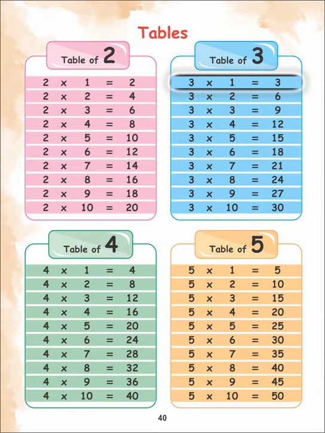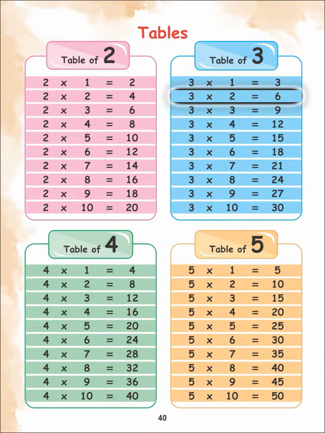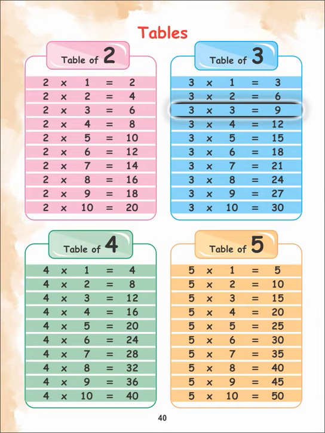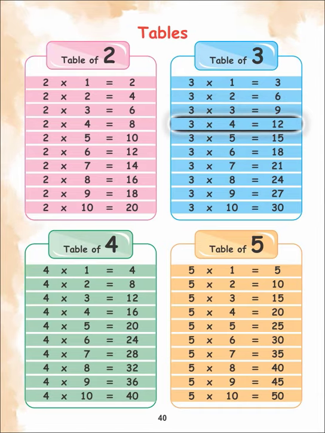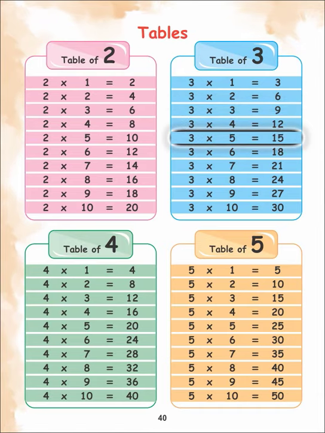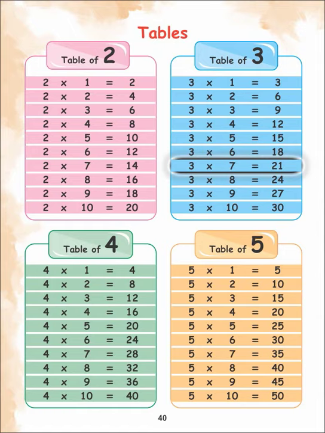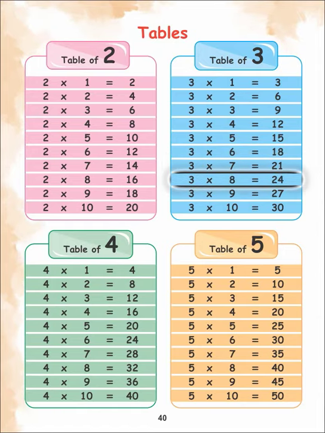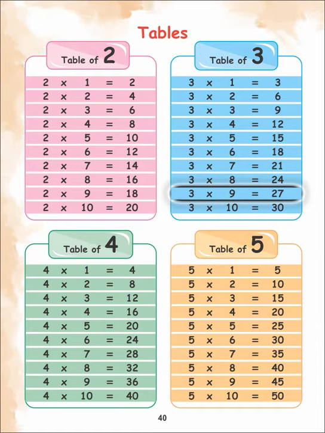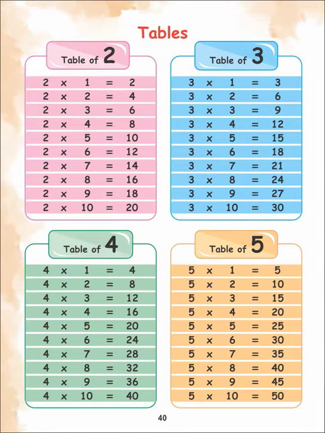3 ones are 3. 3 twos are 6. 3 threes are 9. 3 fours are 12. 3 fives are 15. 3 sixes are 18. 3 sevens are 21. 3 eights are 24. 3 nines are 27. 3 tens are 30. Table of 4. 4 ones are 4.